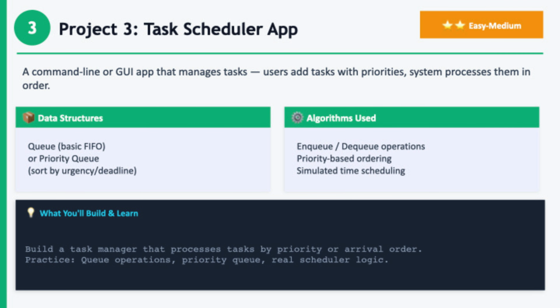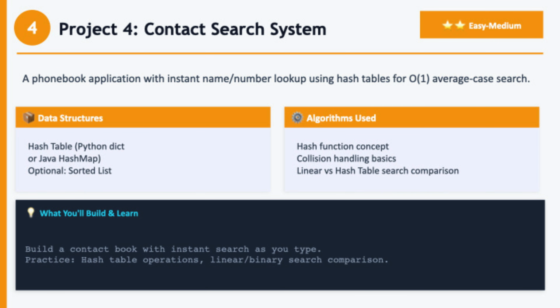You can also build a task scheduler app. This will help you understand how queues work and how systems prioritize different tasks based on when they arrive. A contact search system is a perfect way to learn about hash tables. You will see how you can achieve instant lookups even as your list of contacts grows larger.